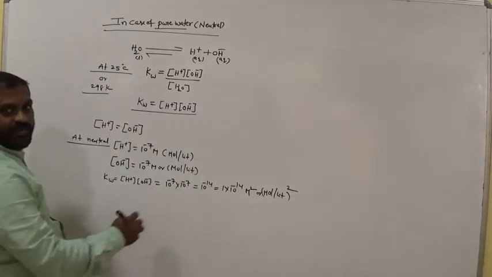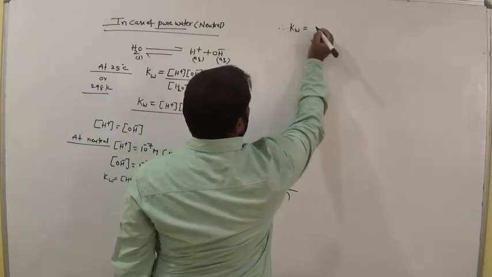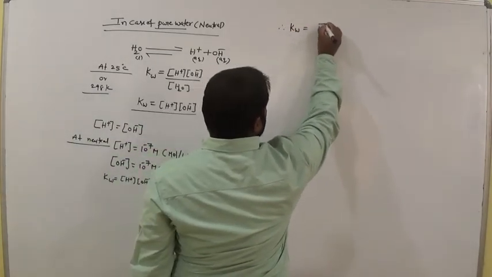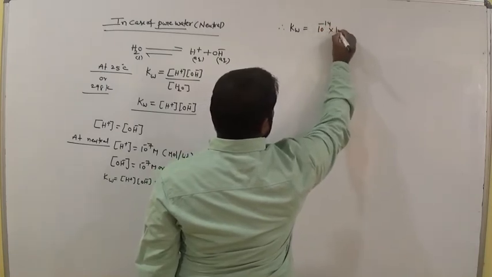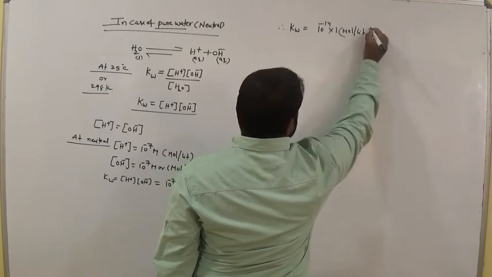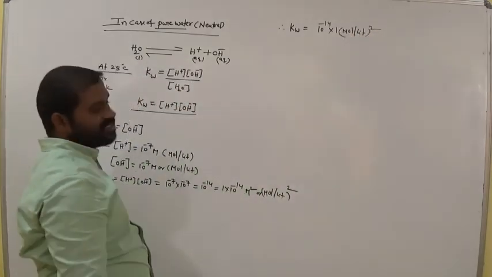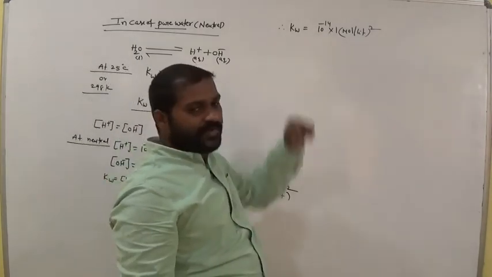So what is the value of Kw finally? The value of Kw is 10 power minus 14 into 1 mole per liter whole square. Am I right? Mole per liter whole square is the Kw unit. So why is the Kw value 10 power minus 14?